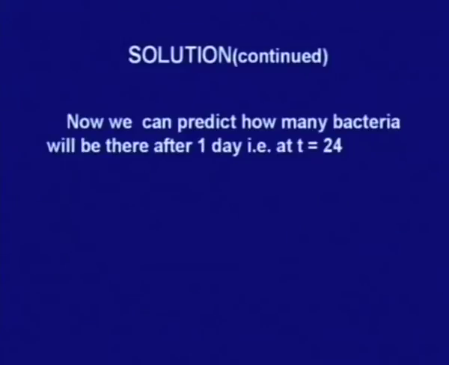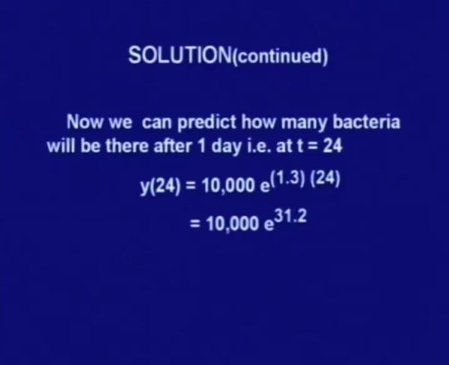What will it be? 10,000 times e to the power 1.3, and in place of t I will put 24, which when solved will reach 10,000 times e to the power 31.2, which will give me 3.5 into 10 to the power 17. That is, these are the number of cells at the end of 1 day, at the time of 24 hours. Now, let us try to solve the second part of the problem, that is, what is the doubling time of the bacteria. So, first we should know what the doubling time is.